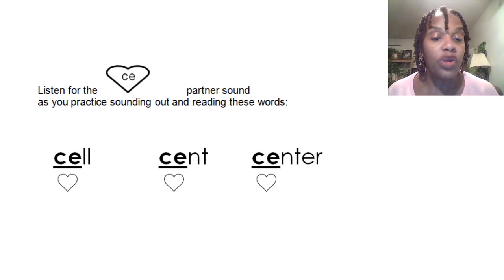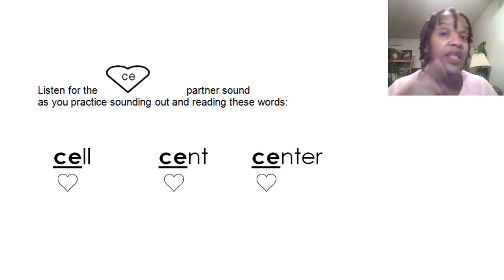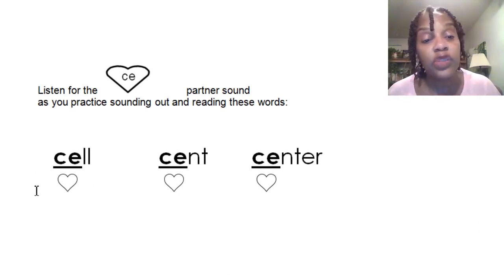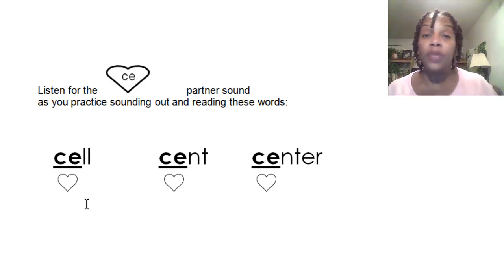All right, so we're going to listen for the se partner sound as we practice sounding out these three words together, okay? So I'll say it first and then you say it. All right, this very first word here. So remember the stop signal, the stop sign signal.